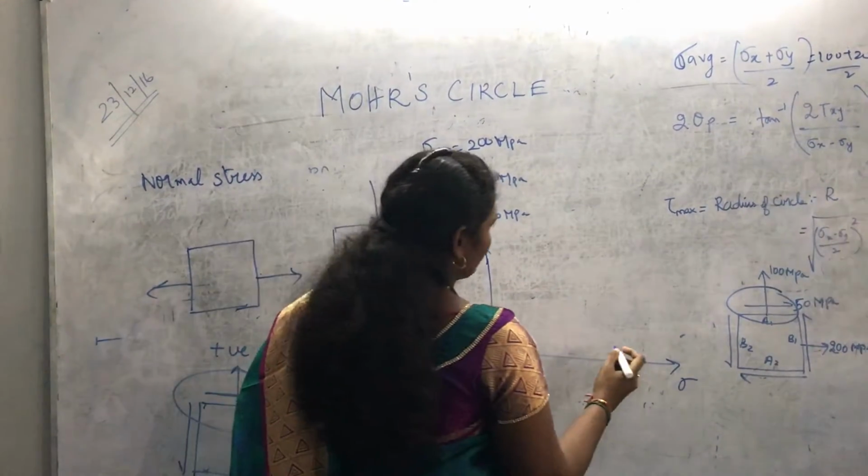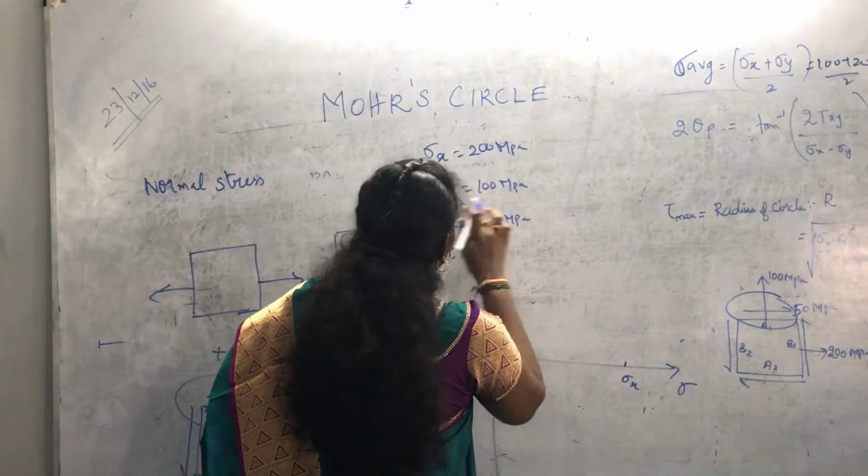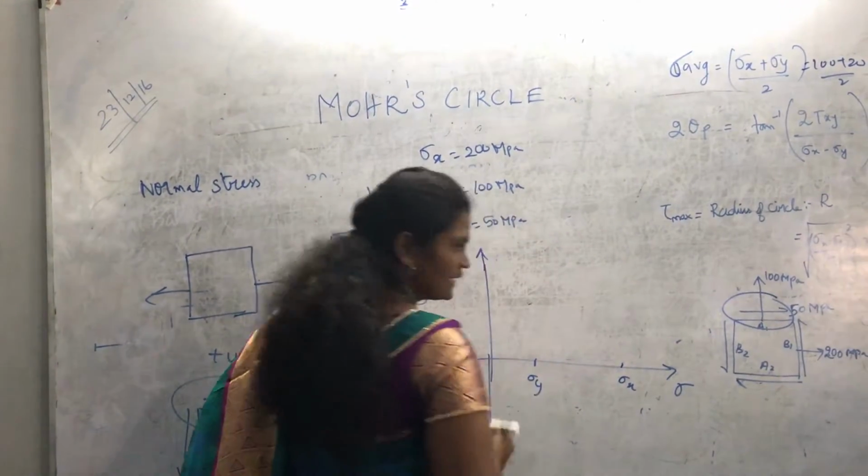Now what is the first one? Sigma x is a positive one, so I am locating sigma x. Then sigma y is the 100 megapascal, and I am locating the sigma y.